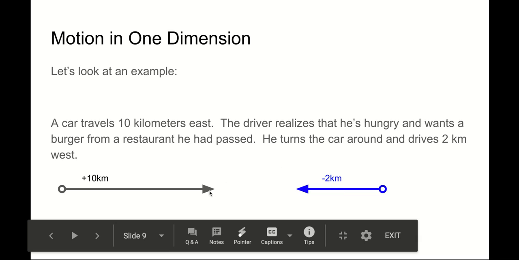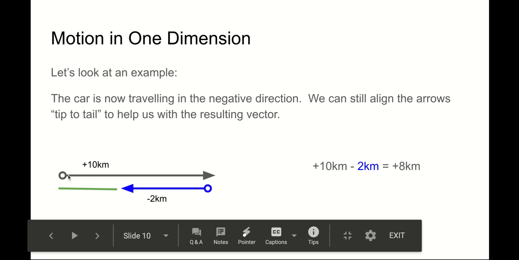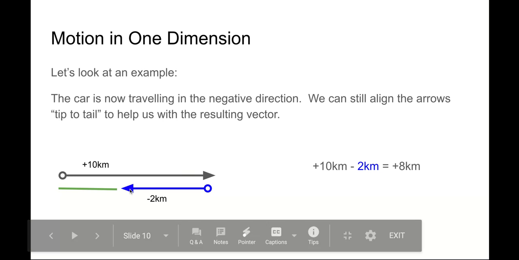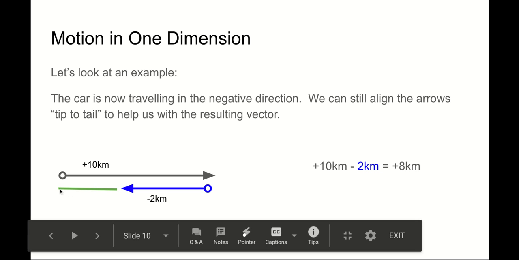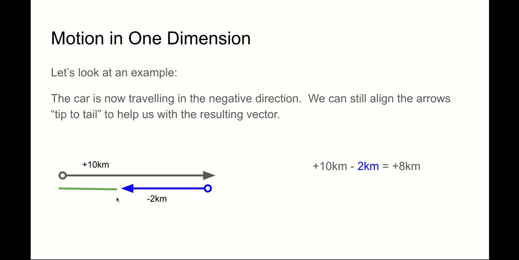So again, using the tip to tail method, we align those arrows here. We have a positive 10 kilometers plus a -2 kilometers. We want to know what this displacement is from the origin of 0. I apologize, it's not drawn to scale here, but if we add positive 10 plus -2, it gives us a positive 8 kilometers. So the displacement is going to be positive 8 kilometers.